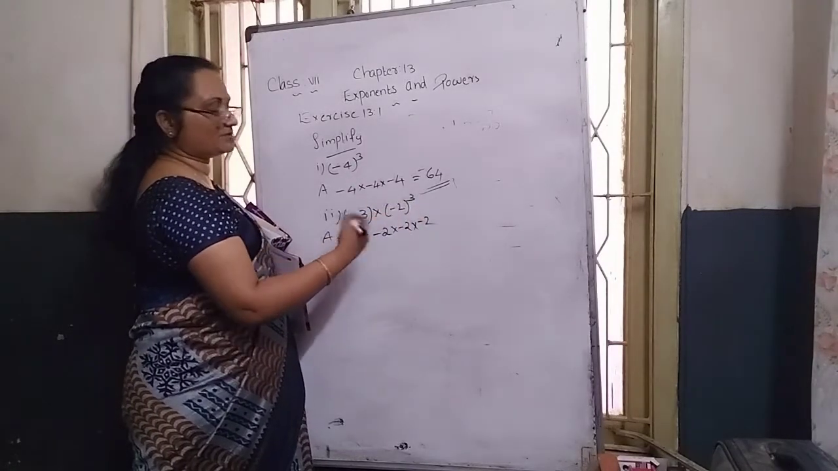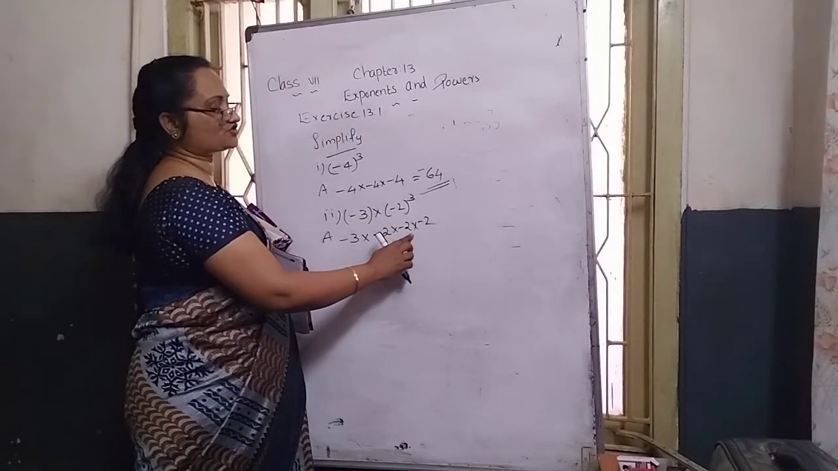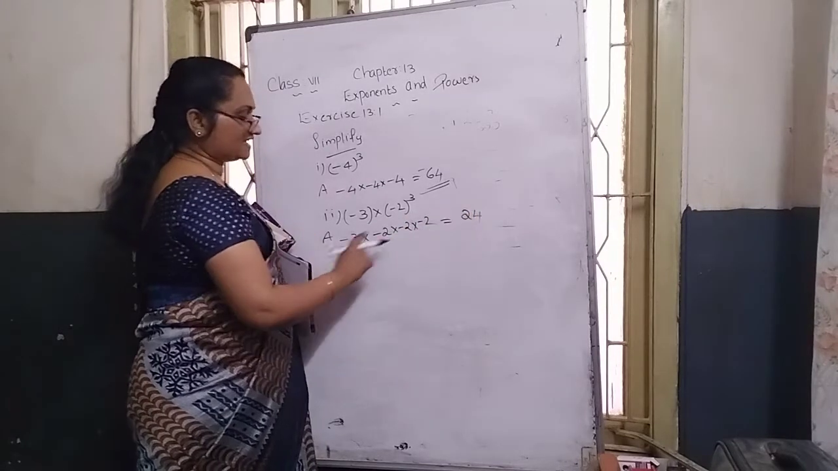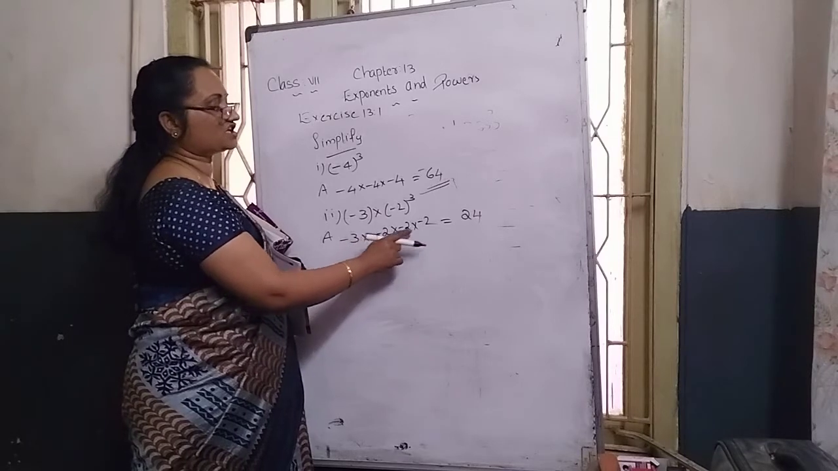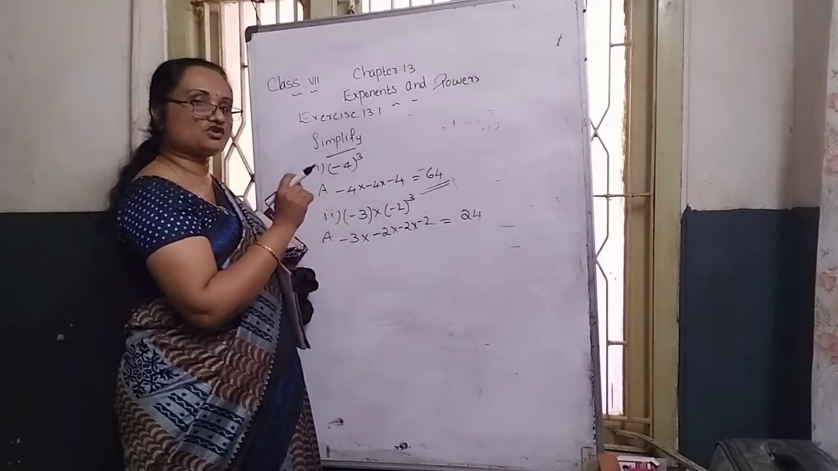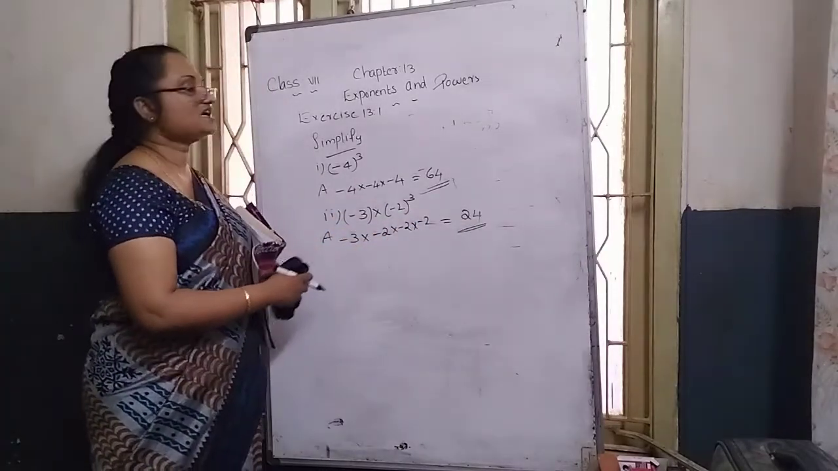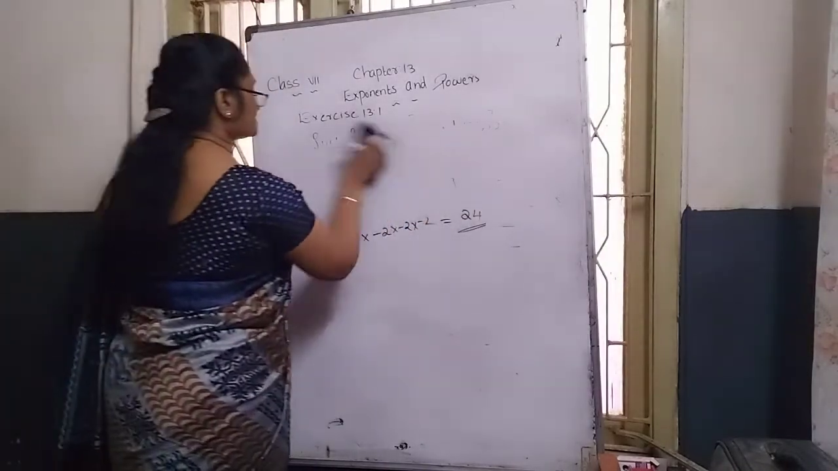The next step is multiplication. First the numbers multiply. 3 2s are 6, 6 2s are 12, 12 2s are how much? 24. The negatives are how many times repeated in this question? 1, 2, 3, 4. 4 times the negative sign is repeated. 4 means odd or even number? Even case we get a positive answer. In this way we want to solve this sum. One more question.